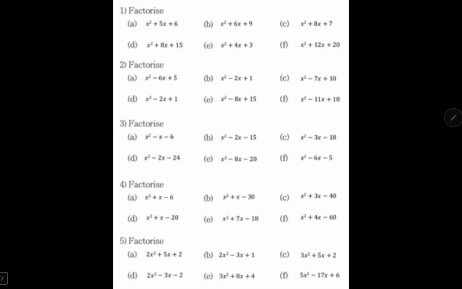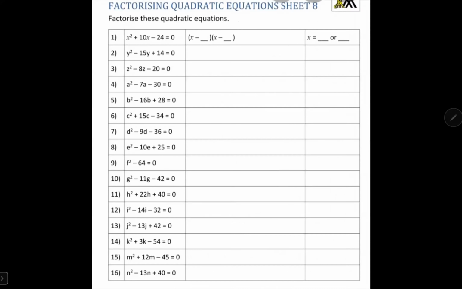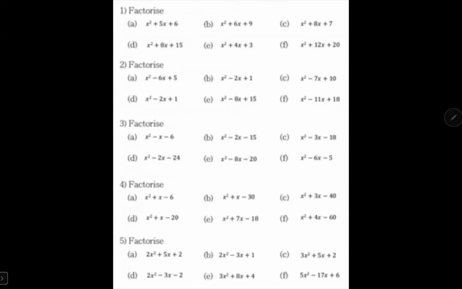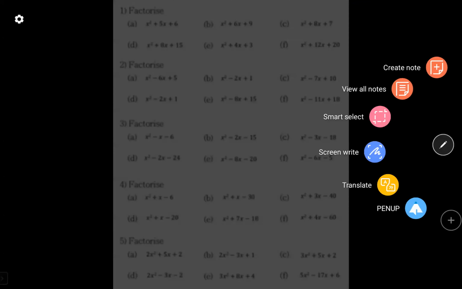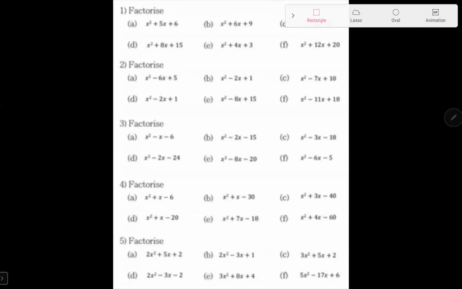All right, because the ones at the top, there's an easy way to do these. I'm going to show you an easy way to do these when the x squared coefficient is 1. It's an easy way to do those. So let's focus on the ones down here, part 5. Let's do the ones in part 5.